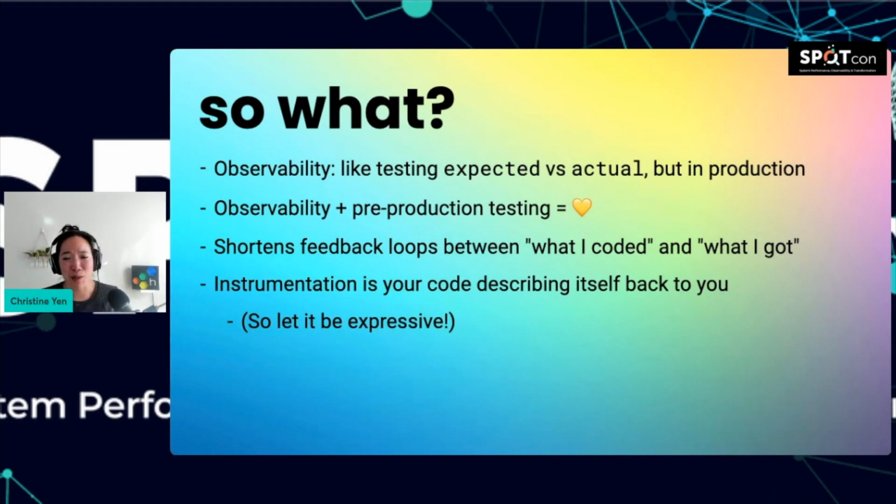So this is the summary slide. This is what I want you all to think about. Observability is just like testing, expected versus actual, but really, really useful in production. Observability plus testing layered on top of each other. That's where the gold is. Sometimes things are failures. Sometimes things are interesting.